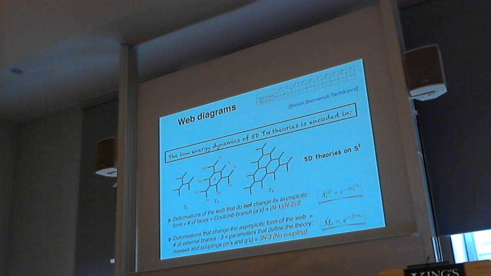So these diagrams are going to encode the symmetries and the parameters that my theory has. So let's talk about the parameters. First of all, the deformations of these web diagrams that do not change the asymptotics. They are equal to the number of faces of the diagram, and they correspond to the Coulomb branch parameters. And for this particular TN theory, they are (N-1)(N-2)/2. And this is the Coulomb branch of the theory.